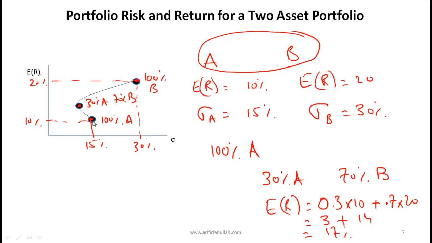Just to highlight the fact, as we move along this line, all we are doing is changing the relative weightage of A and B. Starting with this point, 100% A, as we move along, we reduce the weightage of A and increase the weightage of B. And notice that initially when we do this, we are going to get a diversification benefit. How do we get that benefit? By seeing that we can increase the expected return to 17%, but can we do this by reducing risk? That would be a diversification benefit if we can increase return and reduce risk.